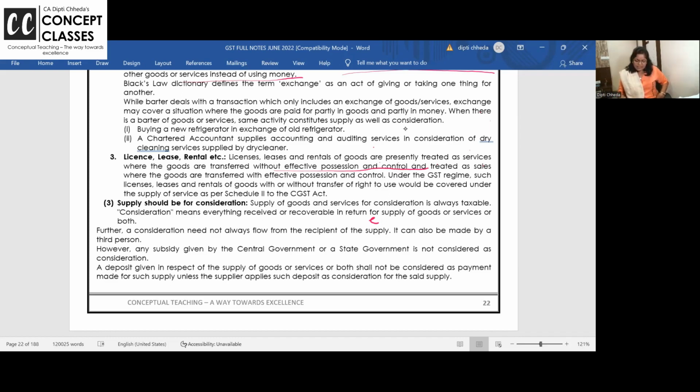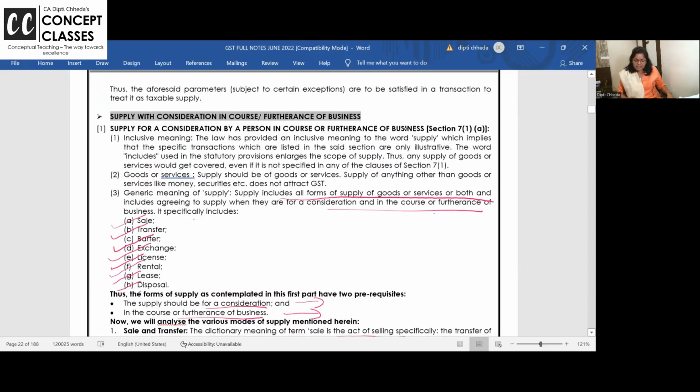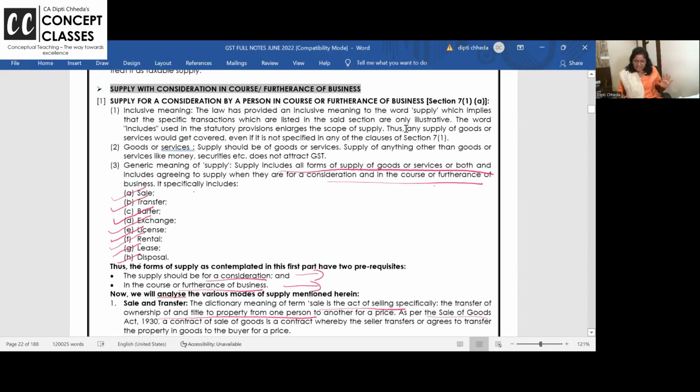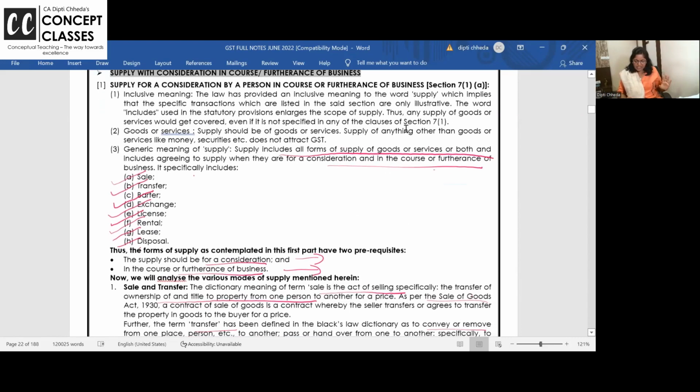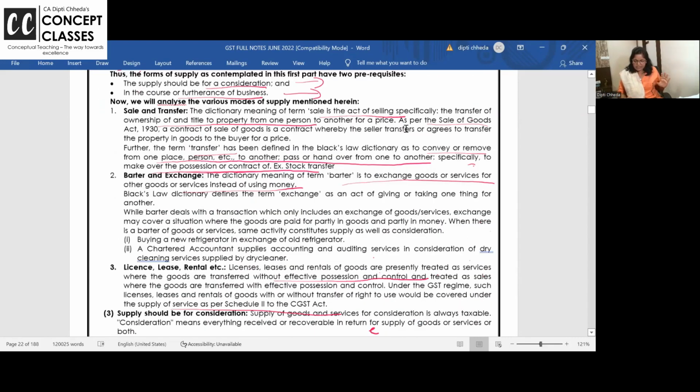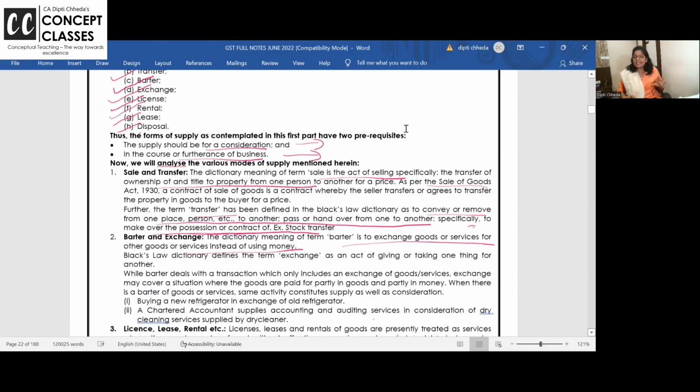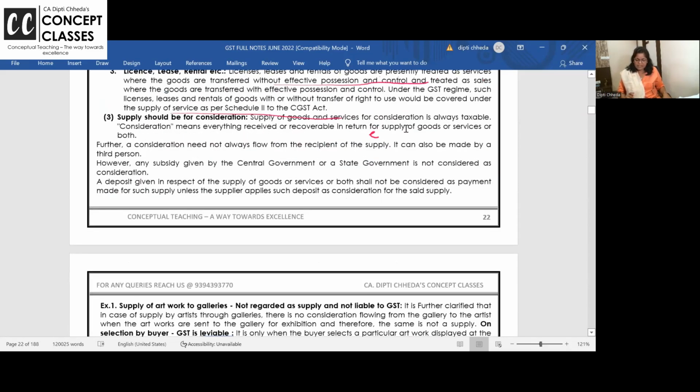In the GST regime, such license, lease and rental of goods, with or without the transfer of right to use, would be covered under supply of service. All this will go under service, because we are not selling the goods. I'm not selling the crane and all, I'm just giving the service. So supply includes all this: sale, transfer, barter, exchange, license, rental, lease, disposal. How it works at the time of sale, we will see tomorrow in Schedule 1.